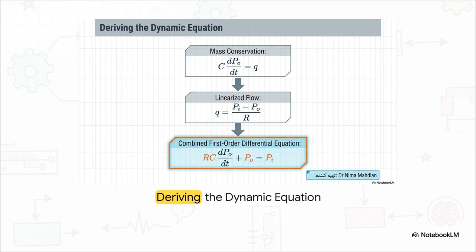We start with that mass conservation law we just discussed. C times the derivative of output pressure equals Q. Next, we bring in our linearized flow equation from earlier. Flow Q equals the pressure difference, that's inlet minus outlet, divided by resistance R. Now we just substitute that second equation into the first one. After a bit of basic algebra to clean it up, we arrive at the combined formula: RC times the derivative of the output pressure plus the output pressure itself equals the input pressure. This right here is the combined first-order differential equation. It flawlessly describes the dynamics of the system over time.